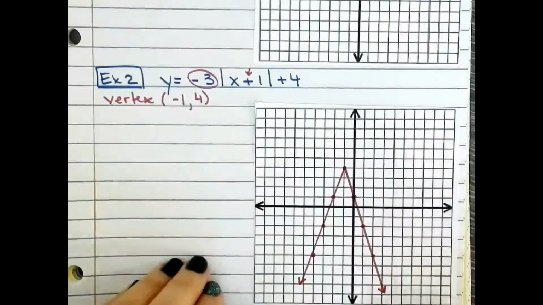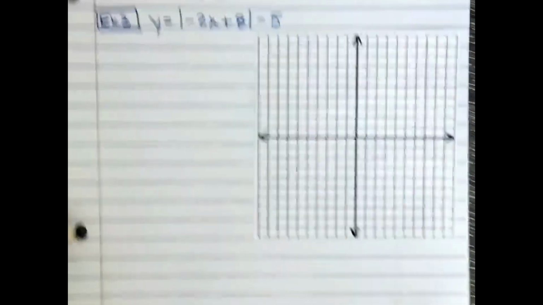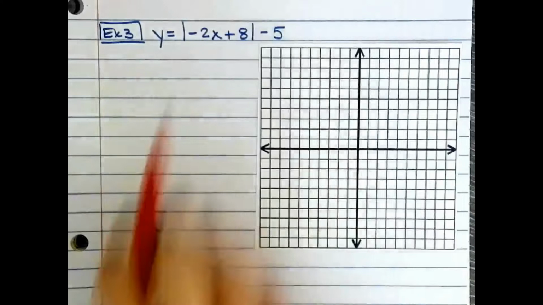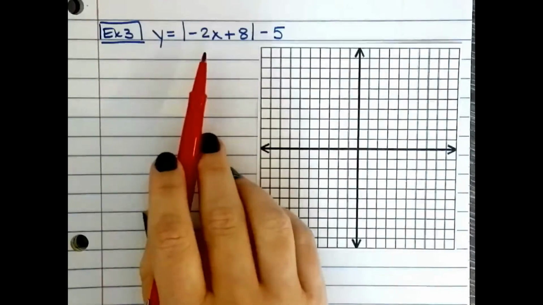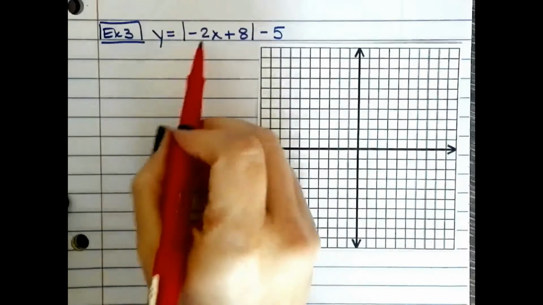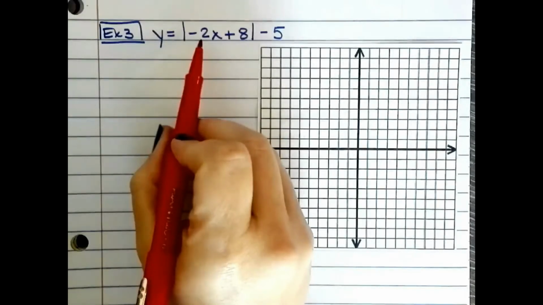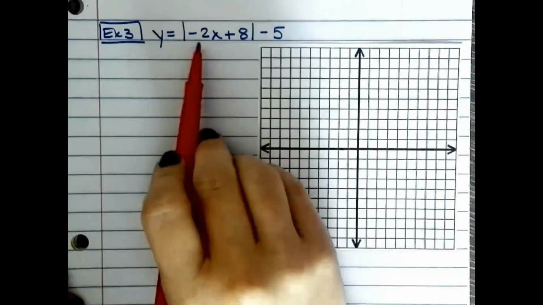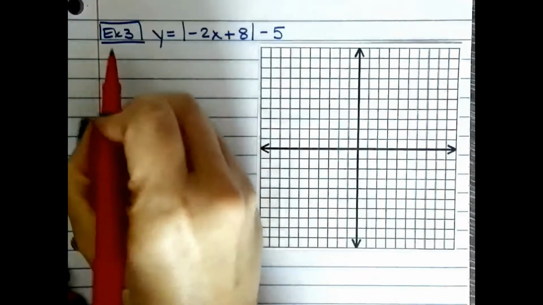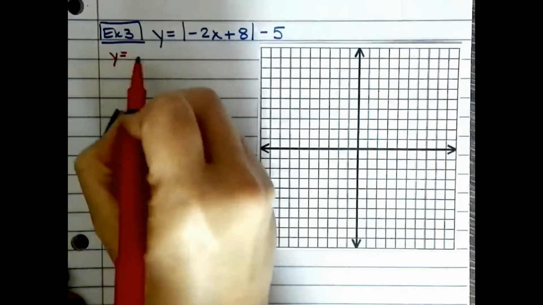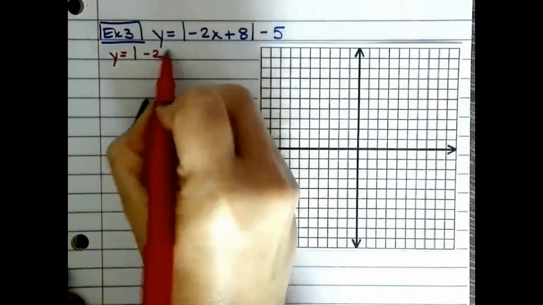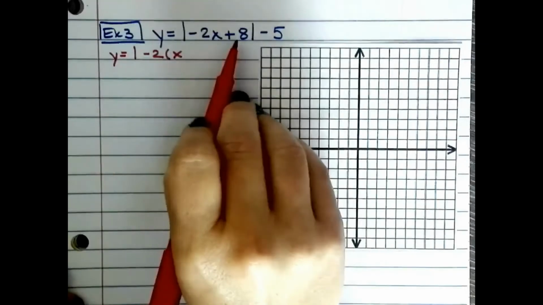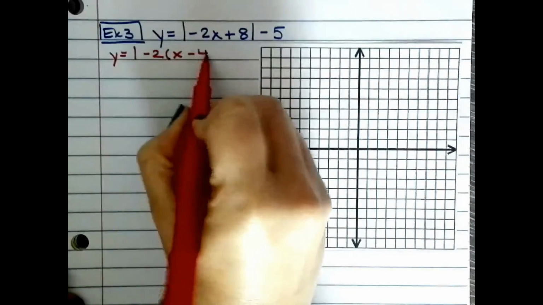All right, I have one last example for you. This is not bad, is it? Okay, now you're like, what am I going to do with all this stuff? So first thing I have to do, I need to factor out the -2 from the -2 and the 8 right here. So factor that out. 8 divided by -2 is -4.